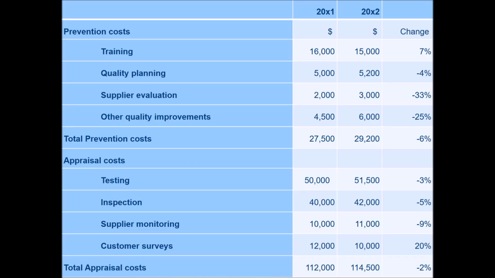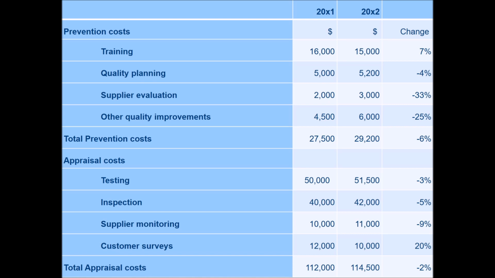A typical cost of quality report might show the various cost headings comparing 2 or more years and the percentage change. It is obviously possible to set budgets and targets for these costs, such as reducing the cost of quality by X% per year, or ensuring that they are contained within certain limits.